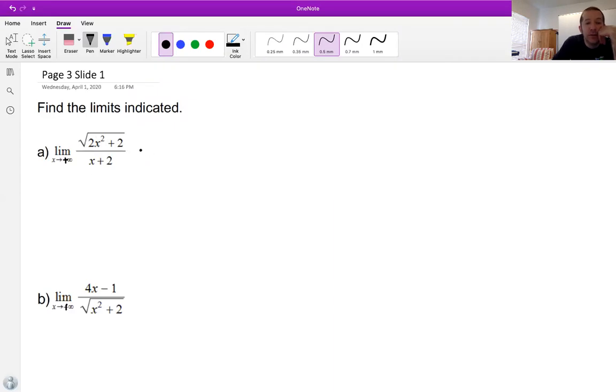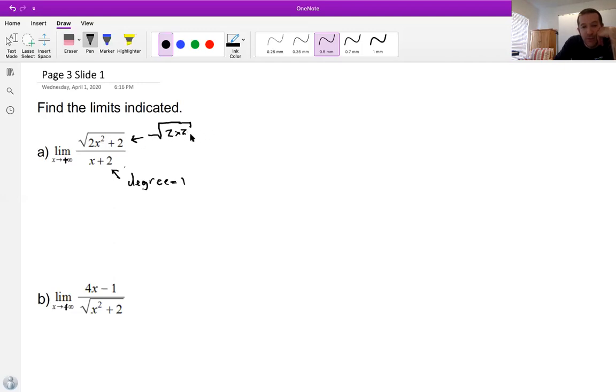So we said that we look at the degree of the numerator and degree of the denominator. So the degree of this term is 1. X to the first is the biggest power of x. And we saw in the notes that really the top, as x approaches infinity, becomes the square root of 2x squared. Any term that's not as big as x squared just doesn't become very meaningful when x gets very, very large.